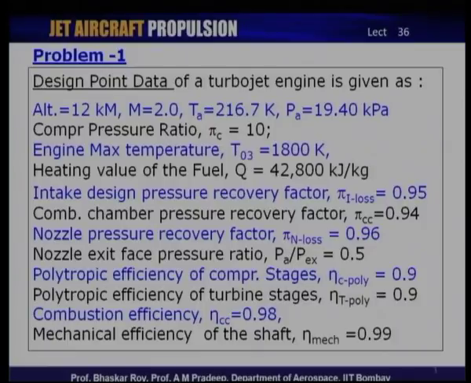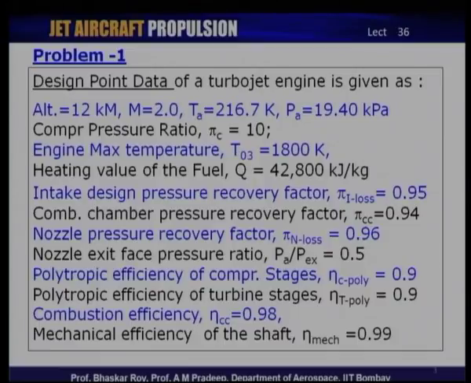Now, at that design point, it is configured that the compressor pressure ratio or compression ratio would be 10. The engine maximum temperature, which is the turbine inlet temperature, would be 1800 K. The heating value of the fuel, normally given as Q, would be 42,800 kilojoules per kg, and the intake design pressure recovery factor, which we are putting as pi_I loss, would be equal to 0.95.